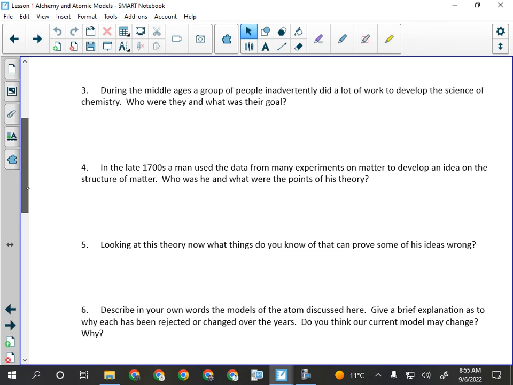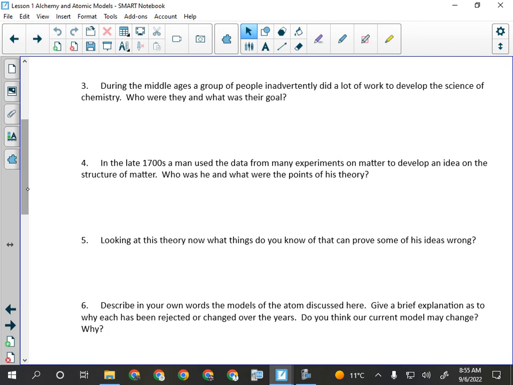The people in the Middle Ages who did a lot of work to develop chemistry were the alchemists. Their goals were to transmute common substances into gold, or to make the elixir of immortality and things like that.